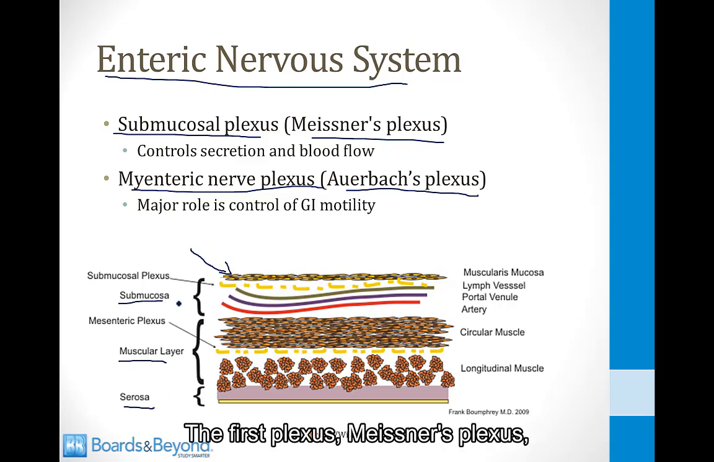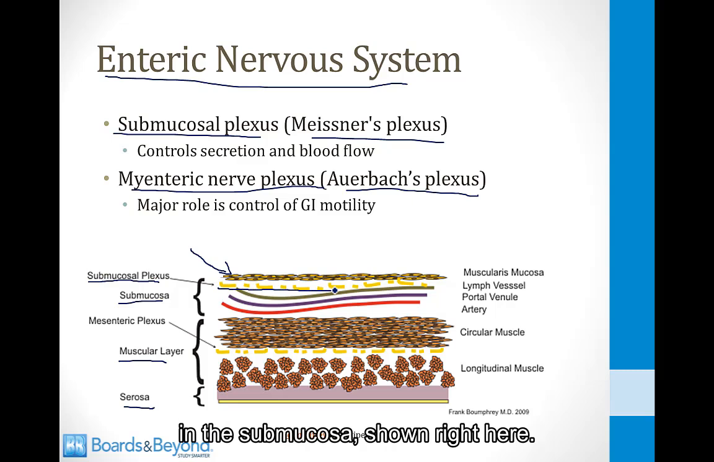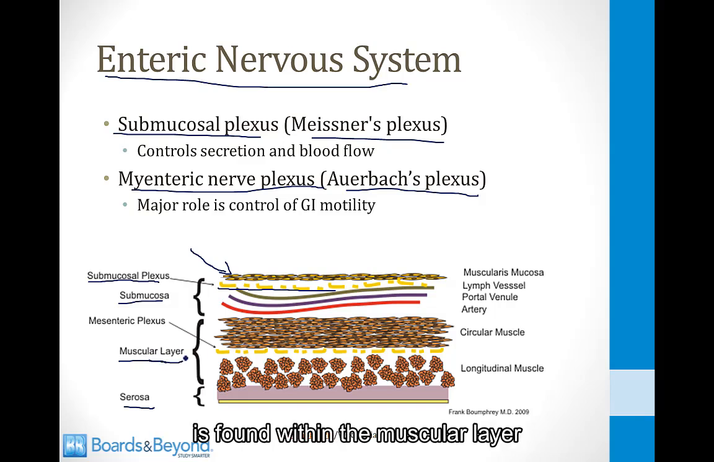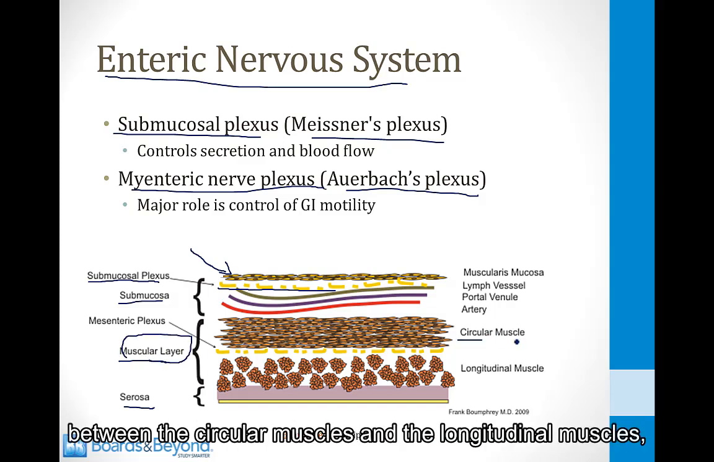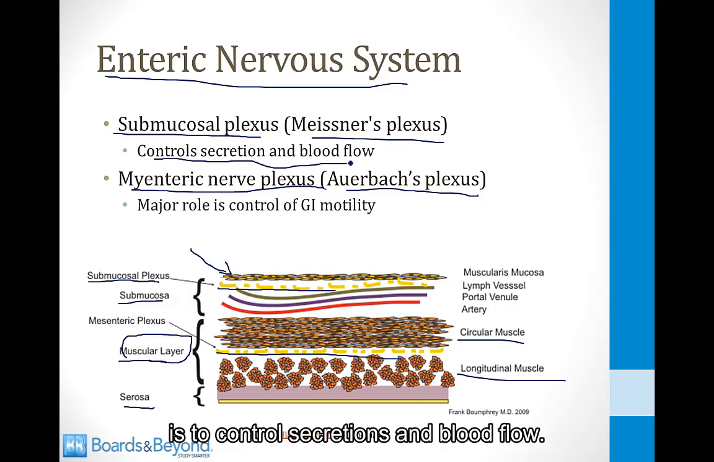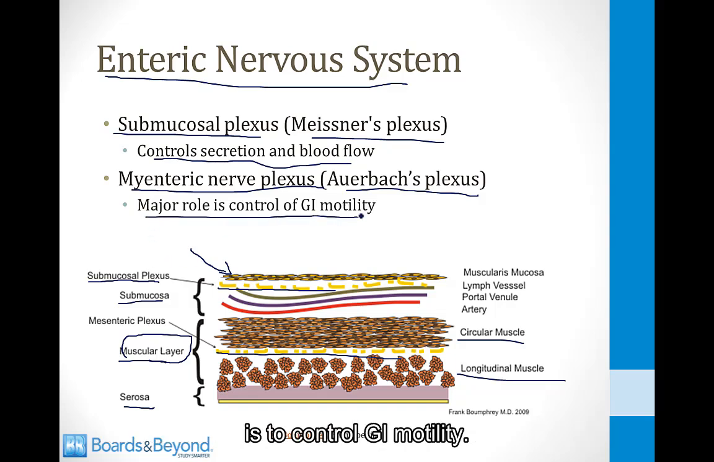The first plexus, Meissner's plexus or the submucosal plexus, is found just below the muscularis mucosa in the submucosa shown right here. The second nerve plexus, Auerbach's plexus, is found within the muscular layer between the circular muscles and the longitudinal muscles as shown right here. The major role of the submucosal plexus is to control secretions and blood flow. The major role of the outer plexus, Auerbach's plexus, is to control GI motility.